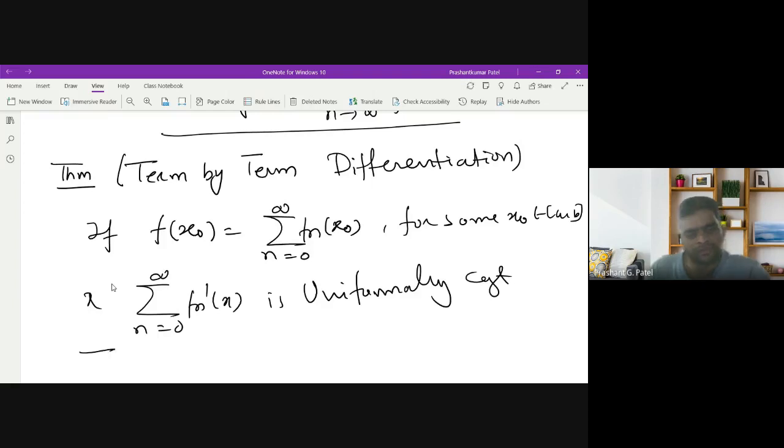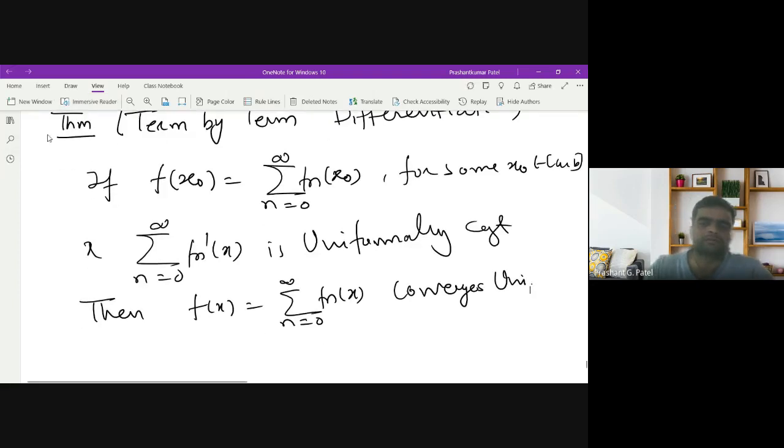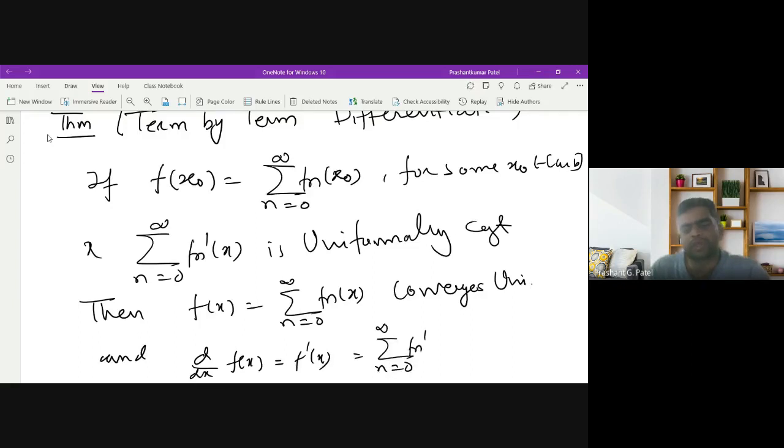And then we can say that f of x is equal to summation n running from 0 to infinity fn x converges uniformly, and d by dx of f of x, which is f dash of x, will be summation n running from 0 to infinity fn dash of x.